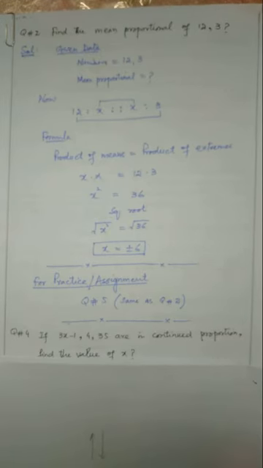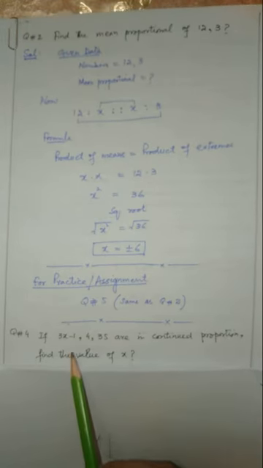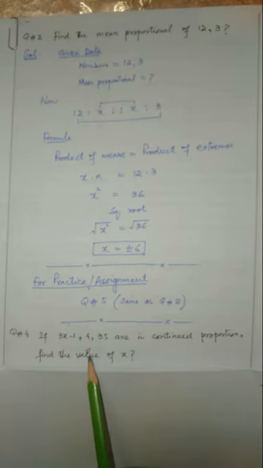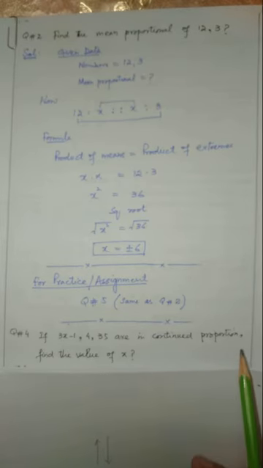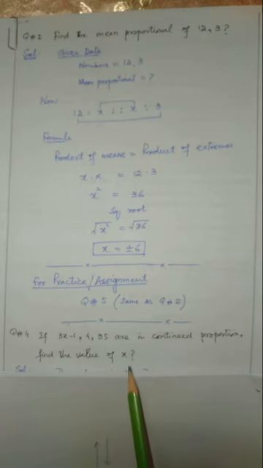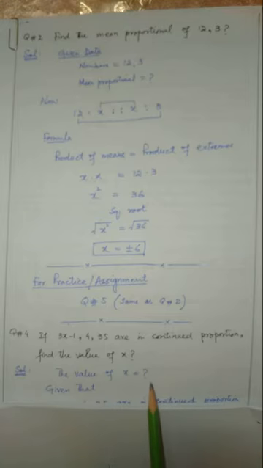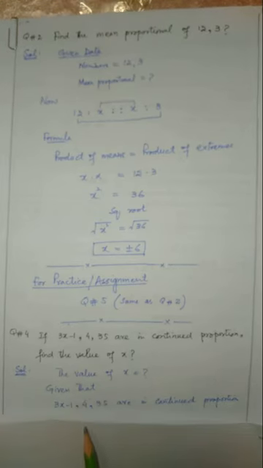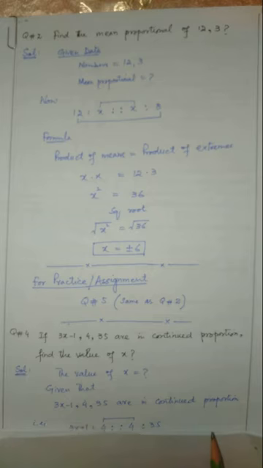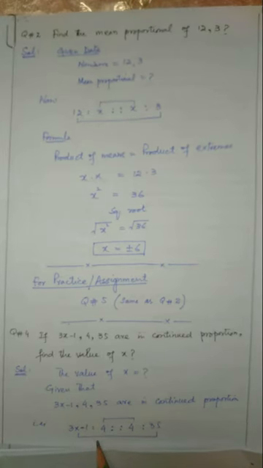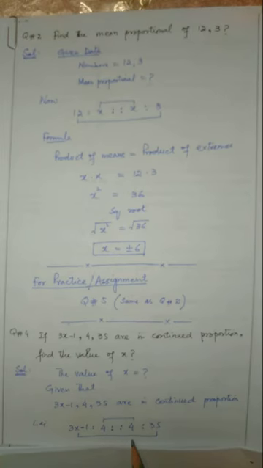Now question number 4: if 3x - 1, 4, 35 are in continued proportional, find the value of x. Solution: the value of x is what? Given that 3x - 1, 4, 35 are in continued proportional, that is 3x - 1 : 4 :: 4 : 35.